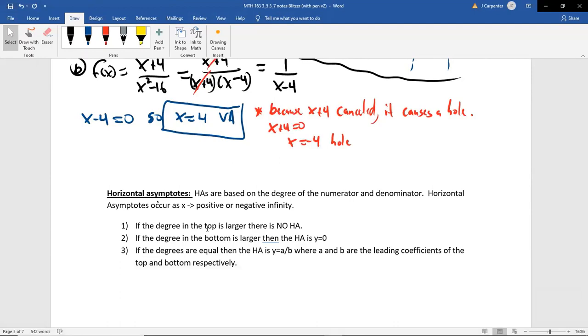So these horizontal asymptotes occur as x goes to plus or minus infinity. That's what that's saying, as you go right forever or as you go left forever. That's what this "as x goes to..." means.